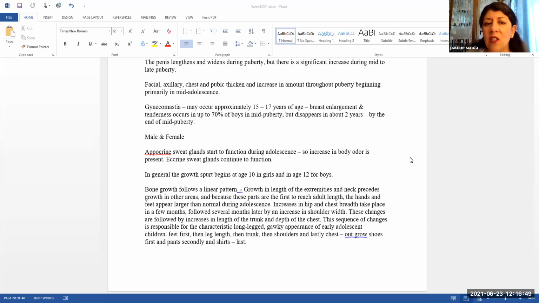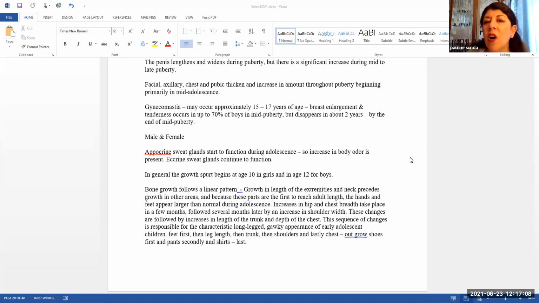It is breast enlargement and tenderness. This occurs in about 70% of boys in mid-puberty, and usually disappears about 2 years later. If this does not disappear, they can actually have liposuction to have it removed.